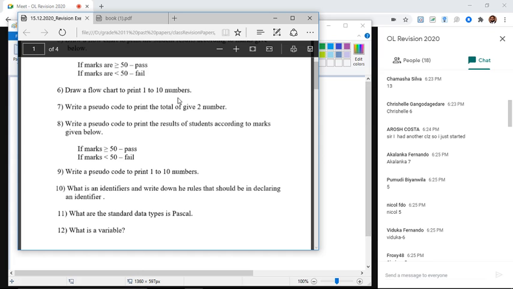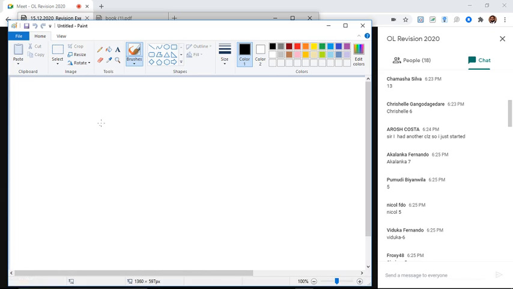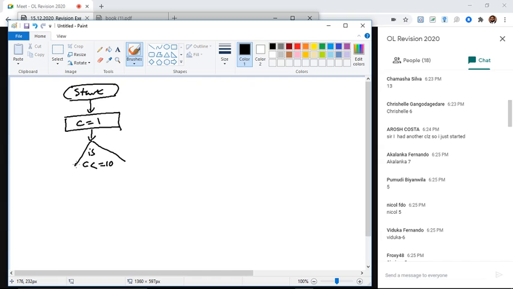Okay. So we'll see how we can do that. So start. Then, as Pumudi said, we have to give C equal 1. With that only the program starts. Now you are checking C less than or equal 10. We are giving the symbols. You are not typing it like this, because it is not available in the computer. In the computer, we have less than or equal 10.